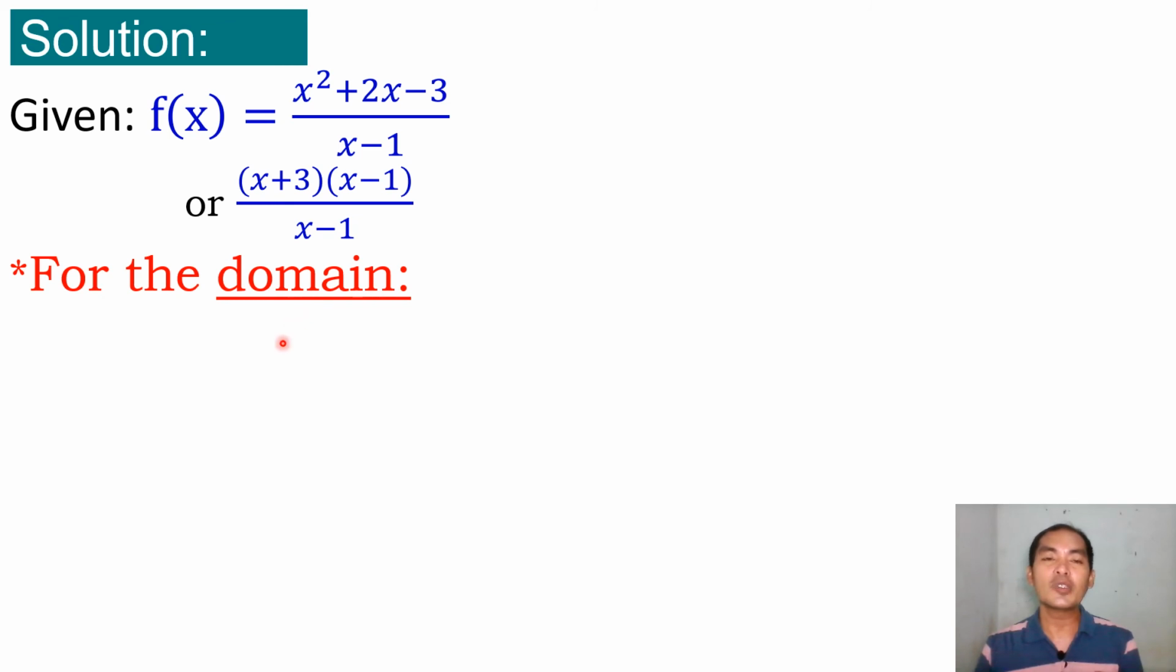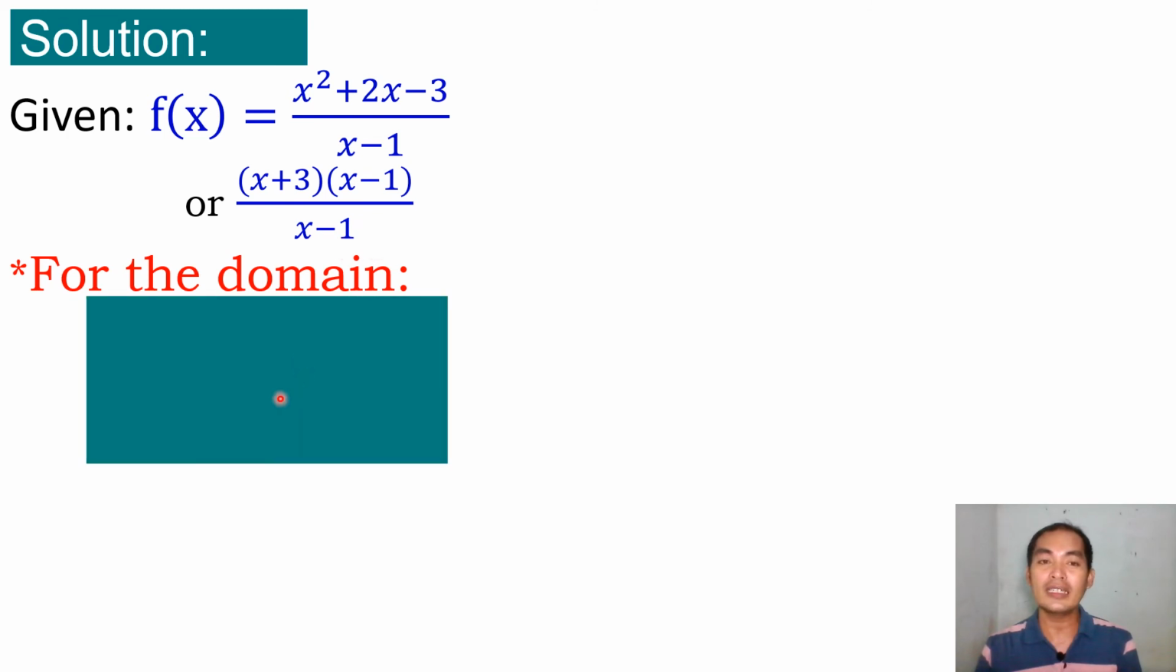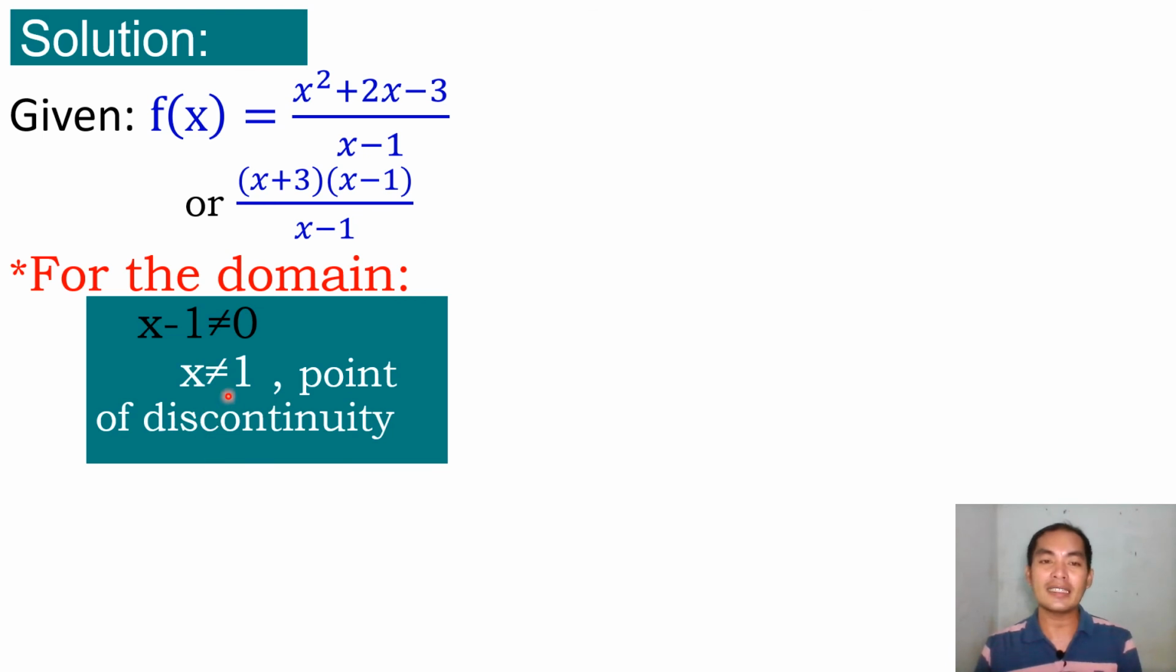Next, to get the domain, you get the denominator. The denominator is x minus 1. And you solve for x, so x equals 1. So, ang x equals 1 is a restricted value of the domain. So, we use the inequality symbol. So, x is not equal to 1. This is one point of discontinuity. Why point of discontinuity? Because x minus 1 is common to the numerator. It's a point of discontinuity on the graph.